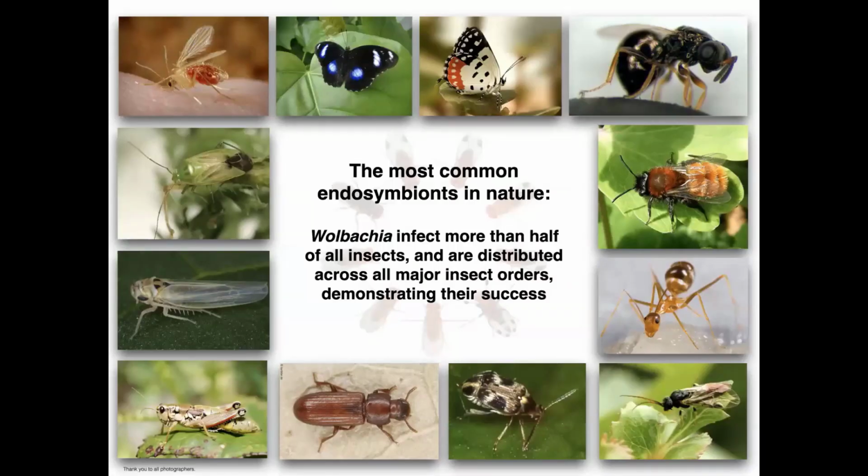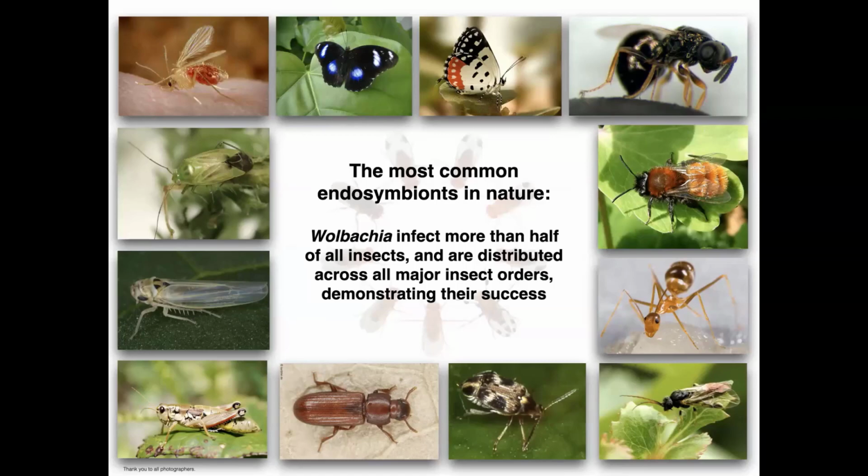Obviously, we're all here today because of one of these endosymbionts, Wolbachia. My primary interest in Wolbachia, in terms of the basic biology, is the fact that they're the most common known endosymbionts in nature. I think interestingly, they're not restricted in their distribution within insects, so they infect all major insect orders. This is in addition to other arthropods and some nematodes.